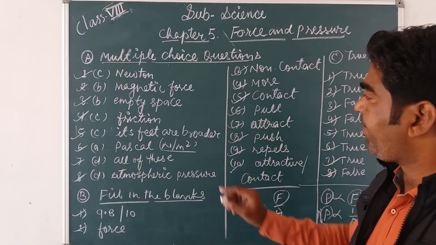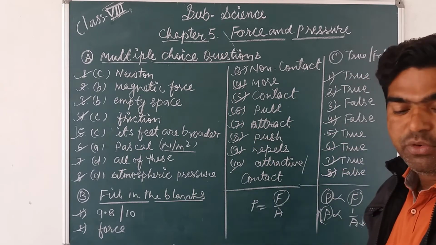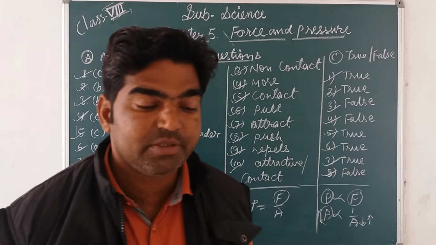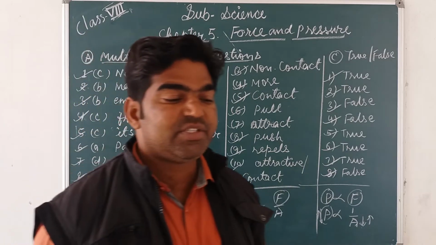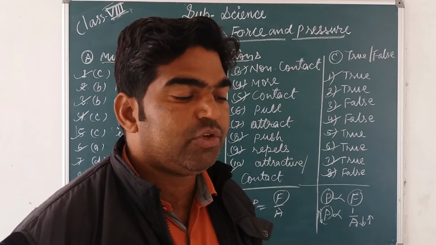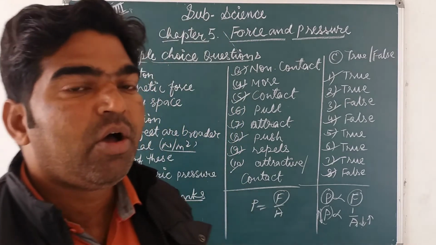Okay, so this is all about these MCQs. These are the fill in the blanks, and these are the true, false. Now next we are going to discuss short answer type questions. First question: give two examples of each of a situation in which you push or pull to change the state of motion of an object.